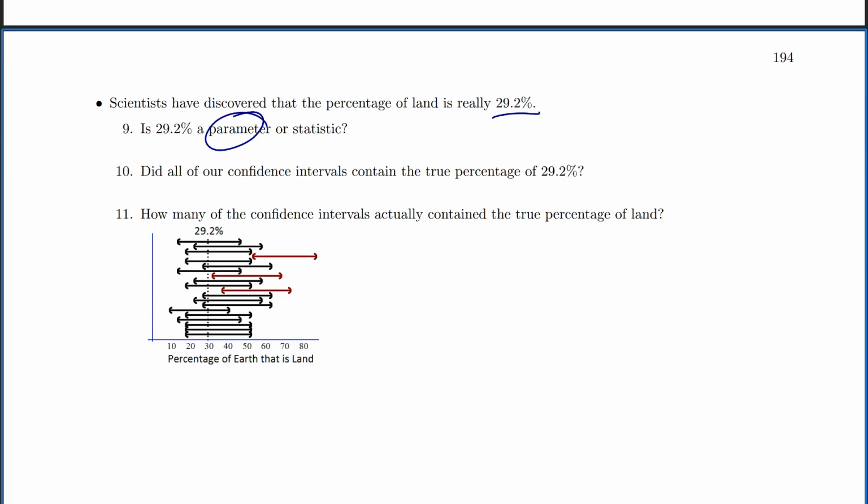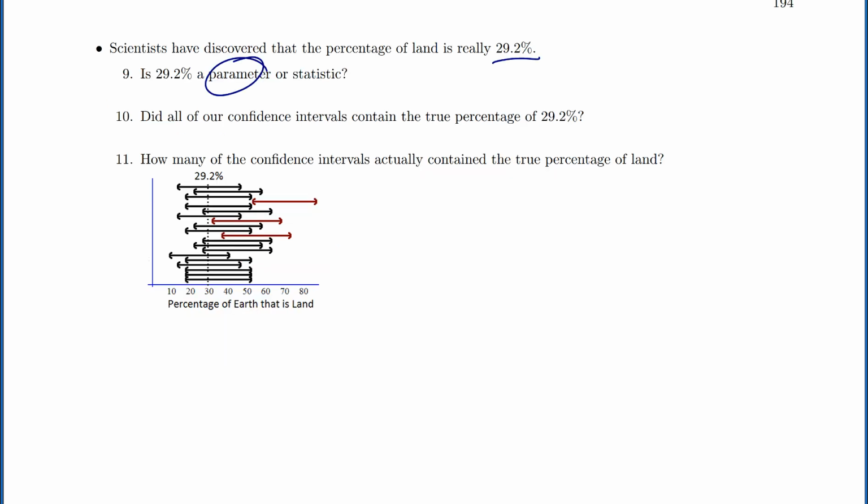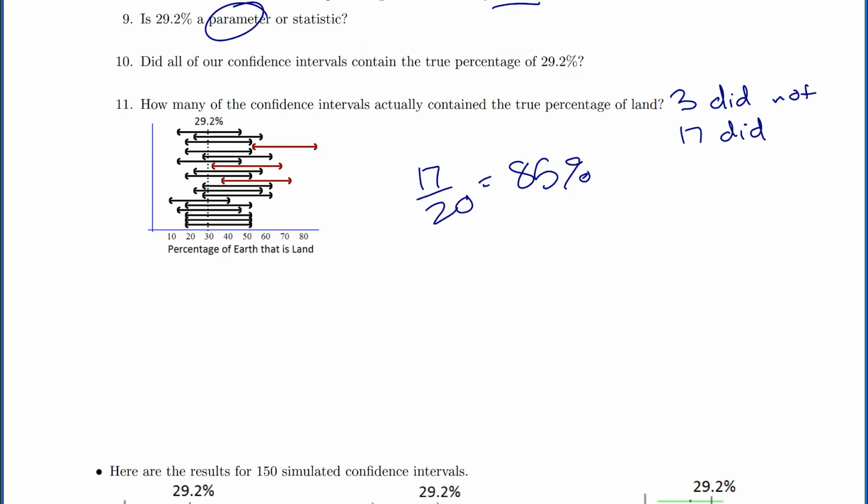And as we come back down here, I actually graphed all the different confidence intervals for you. I made them black if they contained the true value of 29.2%. And you can see there are 3 confidence intervals that did not contain the true percentage of land. So 3 did not, and 17 did contain it. So 17 divided by 20 gives me 85%. So about 85% of the confidence intervals that we found actually contained the true percentage of land.